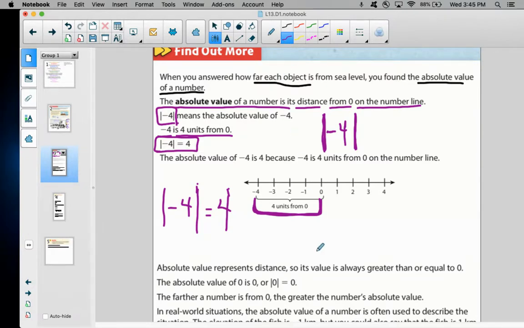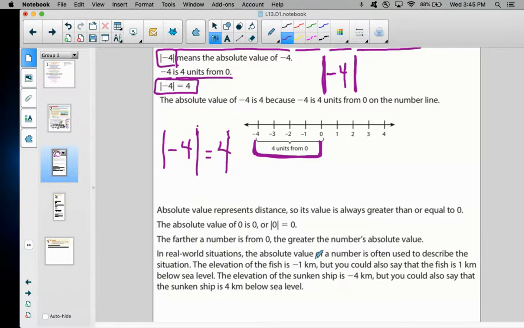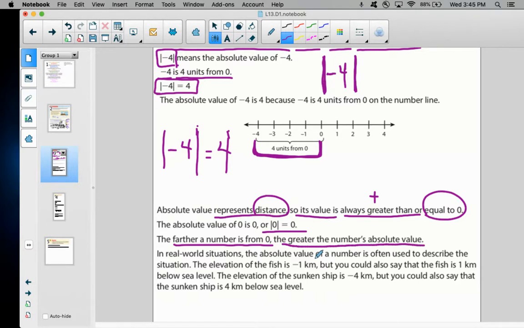So this is what this is saying down here. Absolute value represents distance. So its value is always going to be greater than 0, which is a positive number. It could be equal to 0, meaning that the absolute value of 0 is 0, but otherwise it's going to be a positive number. The farther a number is from 0, the greater the number's absolute value.